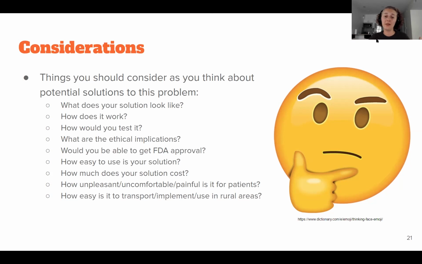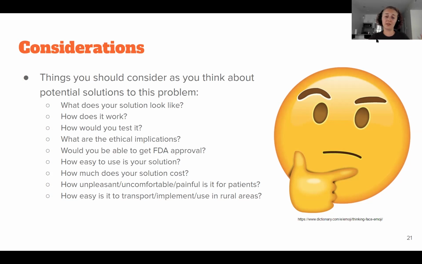Or conversely, think about ways to make your solution less expensive so you don't even have to have that argument in the first place. Another thing is, how unpleasant or uncomfortable or painful is it for patients? Because of course we want to always consider the end user of this design. The patient is the end user. The patient is the one receiving this treatment or this device or this drug. So we want to think about their experience as well, because that's very important.